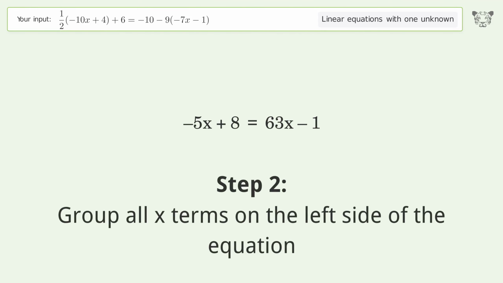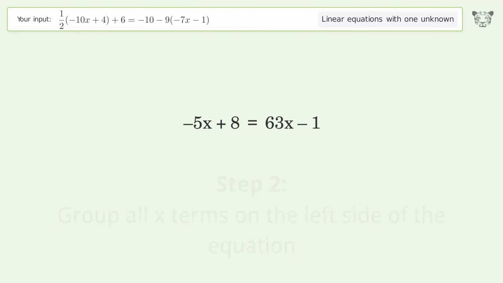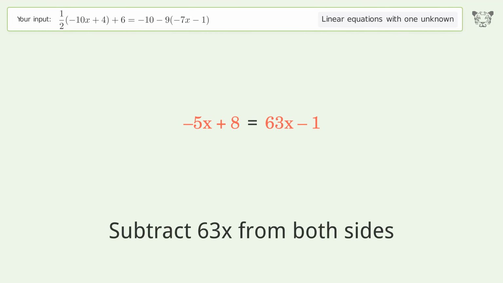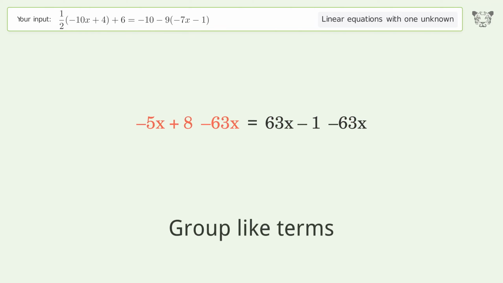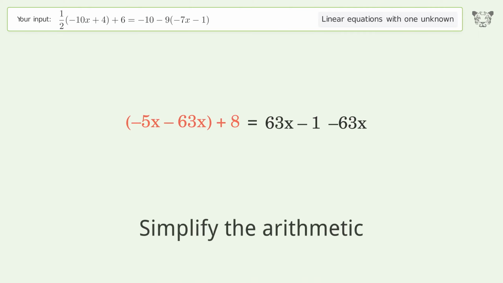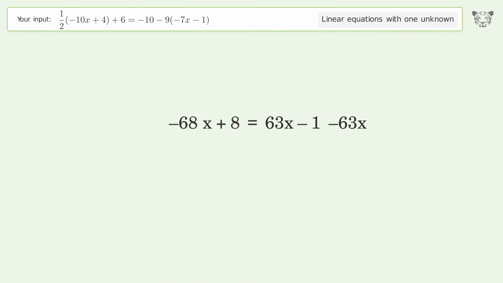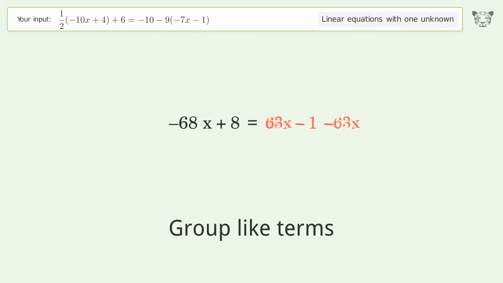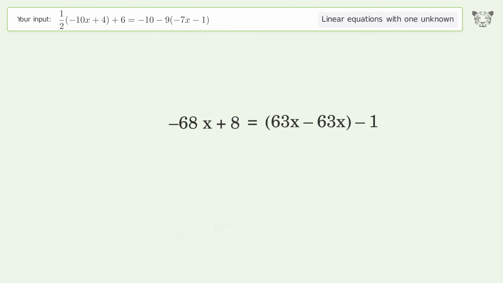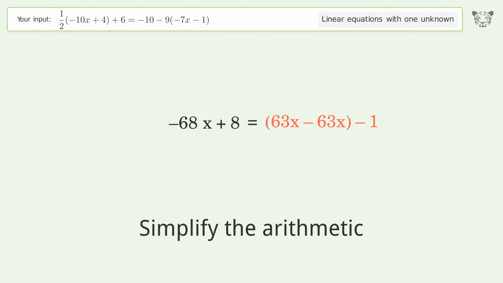Group all x terms on the left side of the equation. Subtract 63x from both sides. Group like terms. Simplify the arithmetic. Group like terms. Simplify the arithmetic.